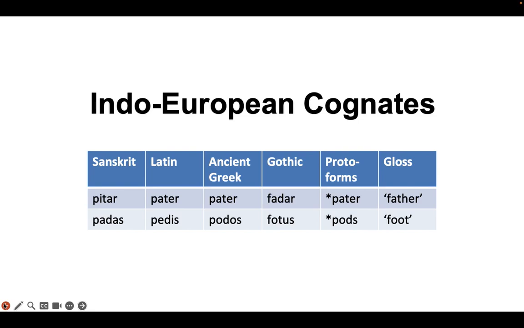Now, if you were going to look at all of the different Indo-European languages, this would be a much more complicated process that would involve looking at many different languages, many different noun forms, and so on. But this is just a small example of how you can use cognates from related languages to try to reconstruct some of the older forms from the proto-language.